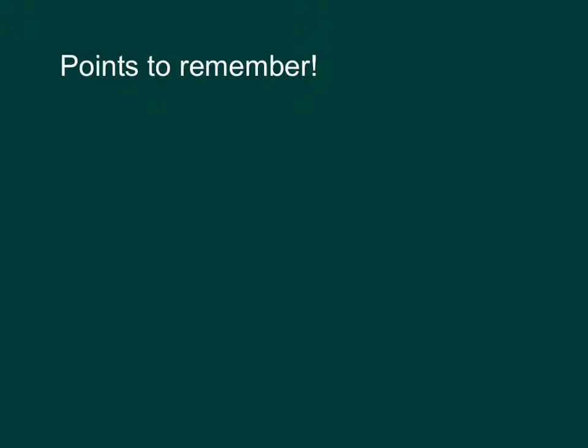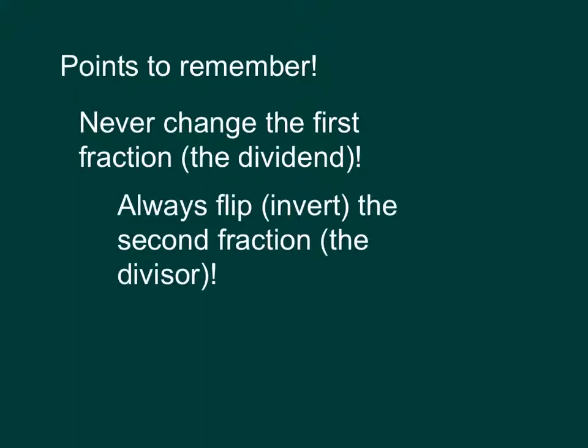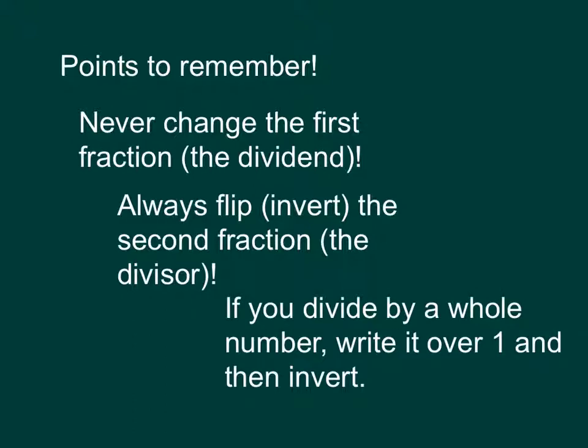So here are some important things to remember. Never change the first fraction, the dividend. It never changes when you use this method. Always flip or invert the second fraction. Remember that we're finding a reciprocal or a multiplicative inverse when we do this. If you divide by a whole number, so it doesn't look like a fraction, write it over 1 so it does look like a fraction, and then invert.